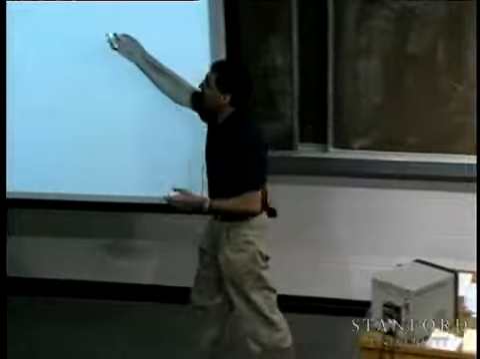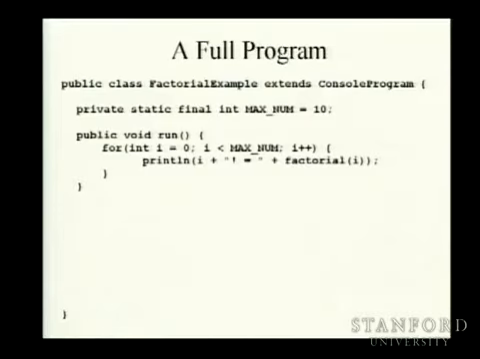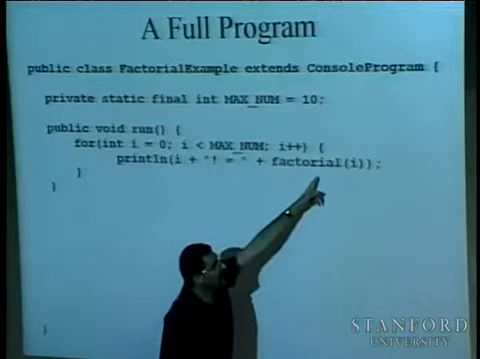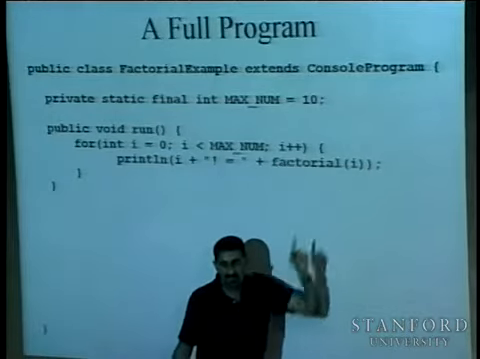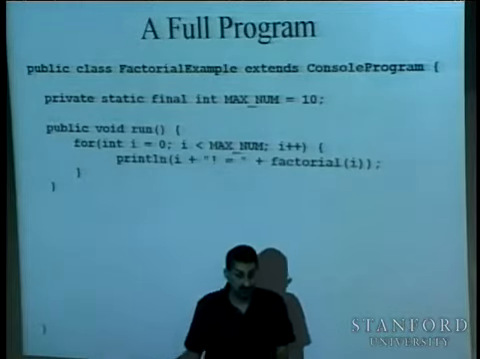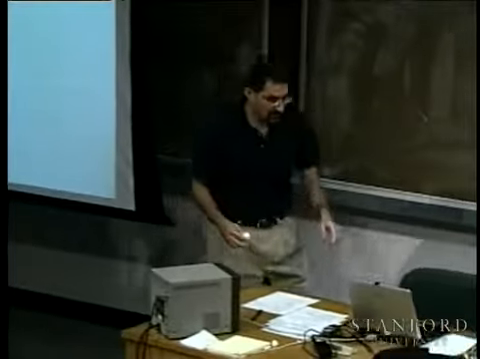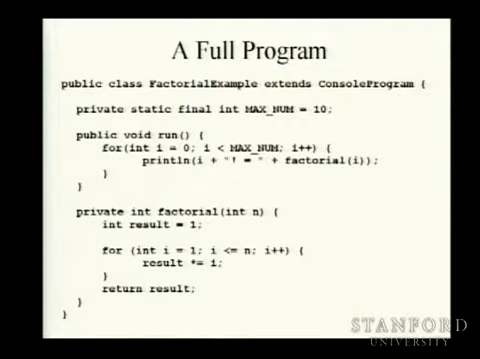Well, in my program, I'm going to have some run method that's going to count from 0 up to max num and write out all the factorials. It'll say 0 factorial is this, 1 factorial is this, 2 factorial is this, by calling a method called factorial, passing in the value of the thing I want to compute the factorial of. How do I compute the factorial? Well, I just add some method. It's going to return an int. Its name is factorial. It's going to take an n of the thing I want to compute the factorial of.